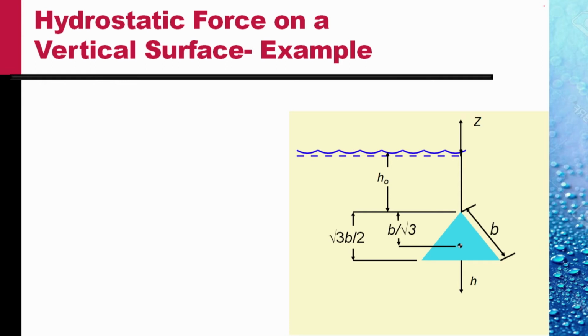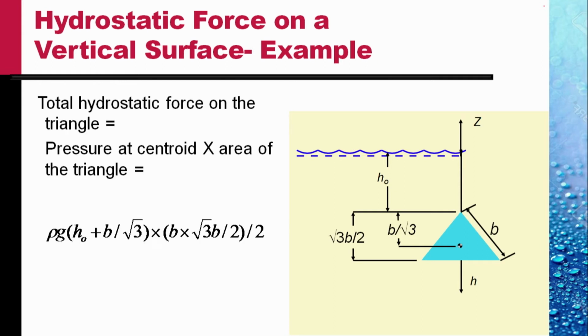And so the total force is the pressure at the centroid, which would be rho g into (h0 plus b by √3), multiplied by the area of the plate. The area of the plate is b times √3 b by 2, divided by 2.